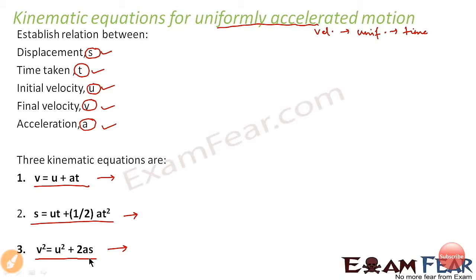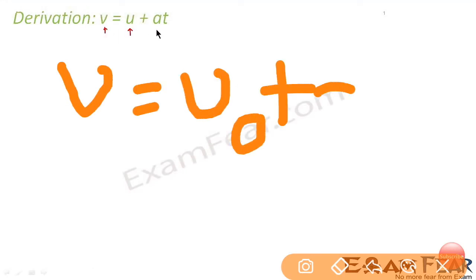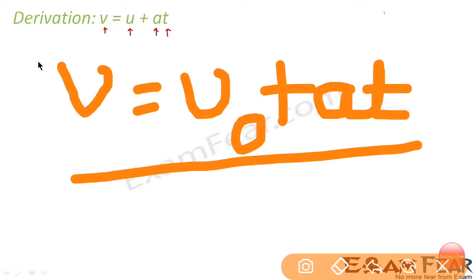We will discuss each of them in detail. We will derive each of them and we will solve a couple of problems related to them so that you get very familiar with these equations and their applications. Let us start with the first equation, that is V is equal to U plus AT. As we have told, V is the final velocity, U is the initial velocity, A is the acceleration, and T is the time taken.